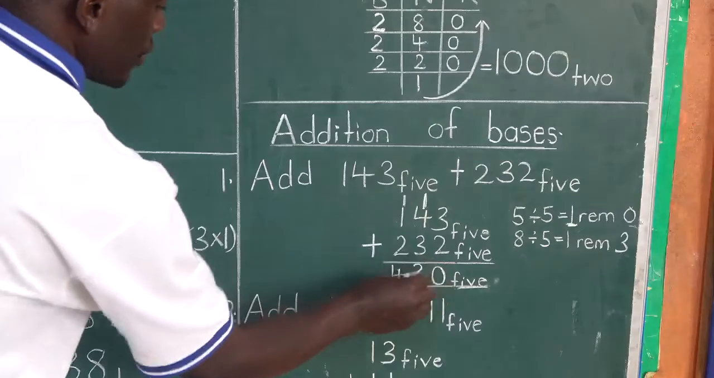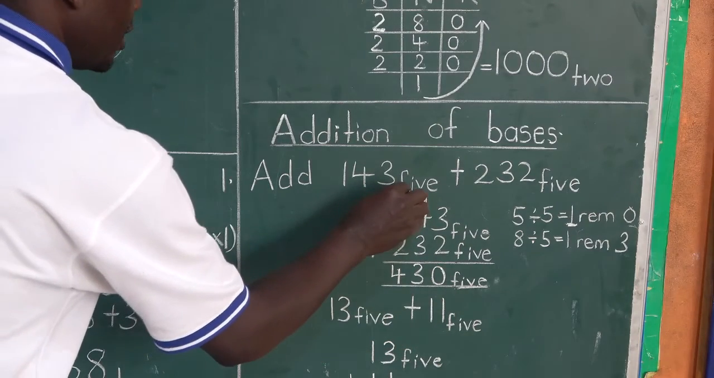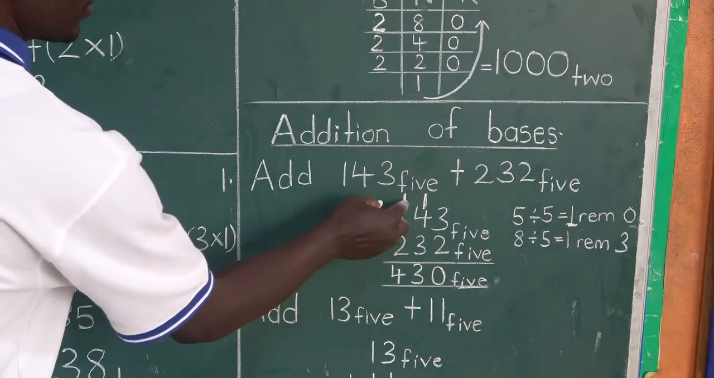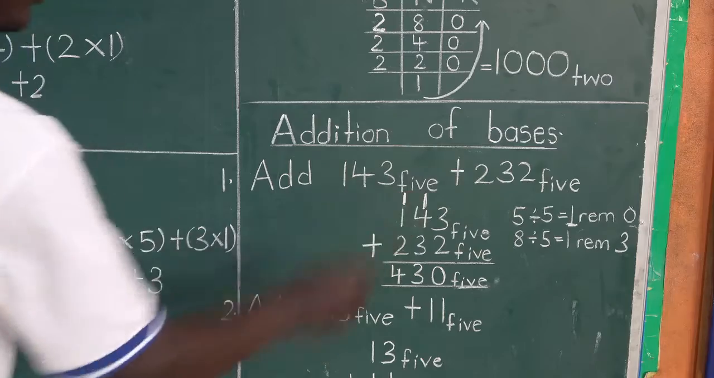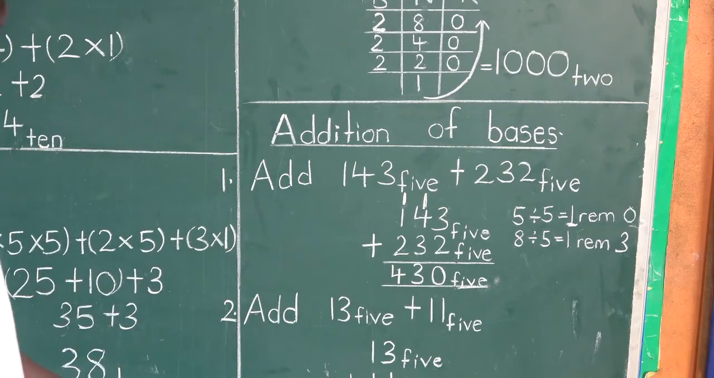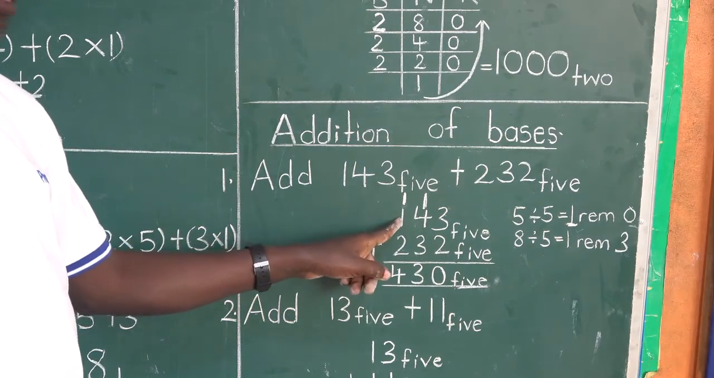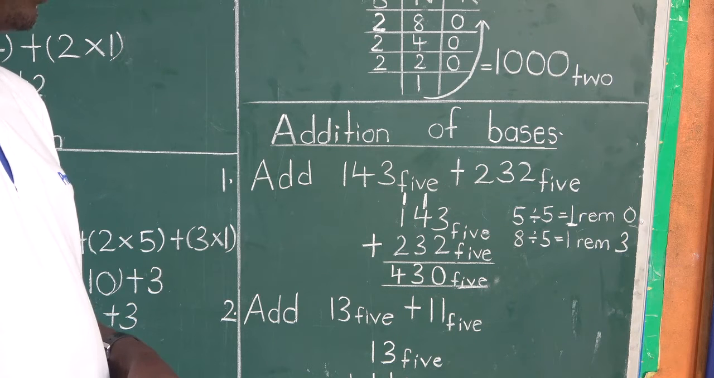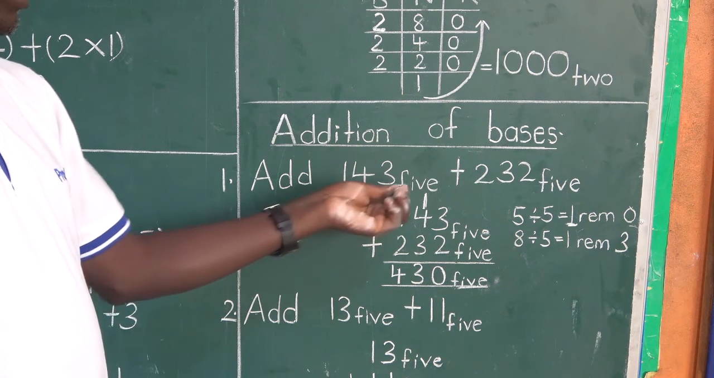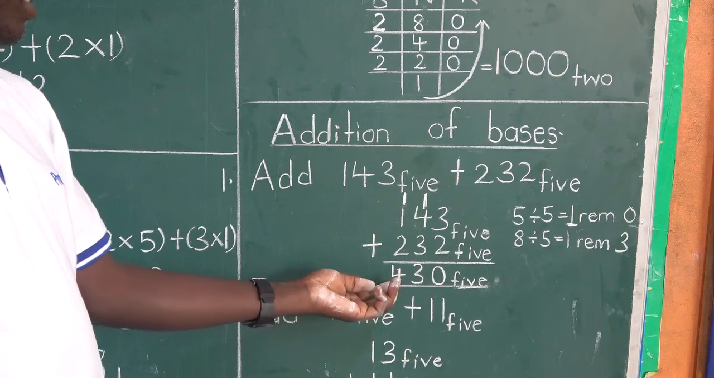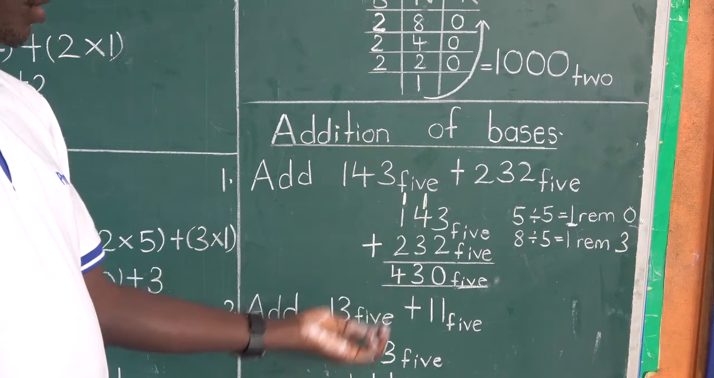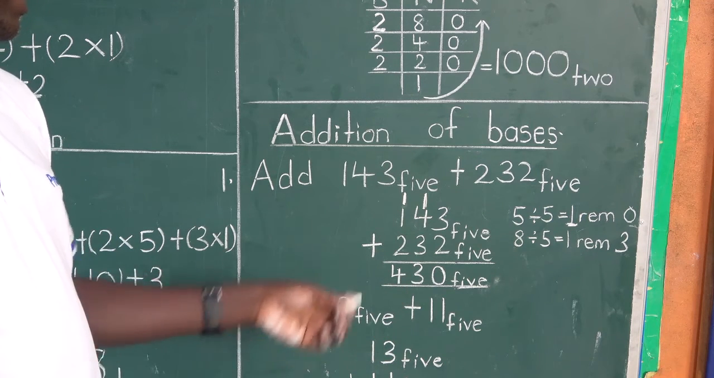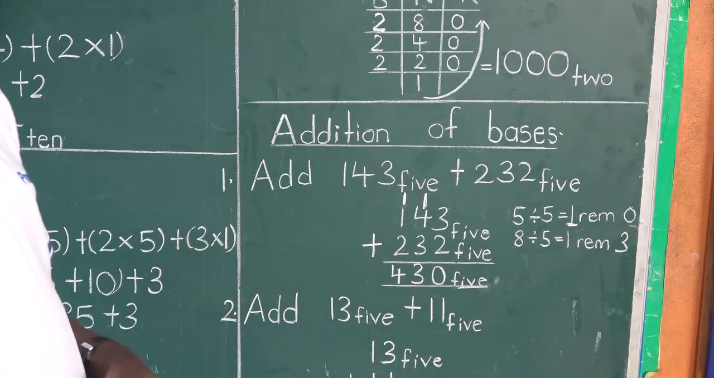So that's why I wrote 3 here, and then regroup 1. The one you say carry 1 if you wish. So you regroup 1 and then add and see. 1 plus 1 is a 2. 2 plus 2 is a 4. This time round, 4 is one of the digits allowed in base 5. So it's written directly. Please don't divide, because this is one of the acceptable digits in base 5.